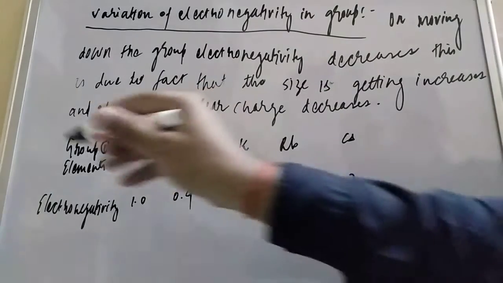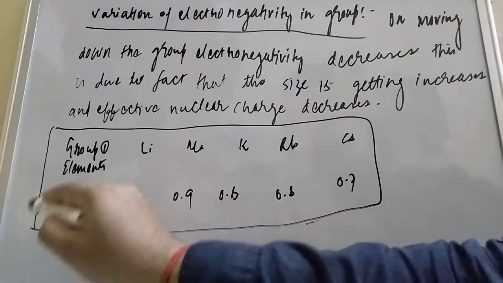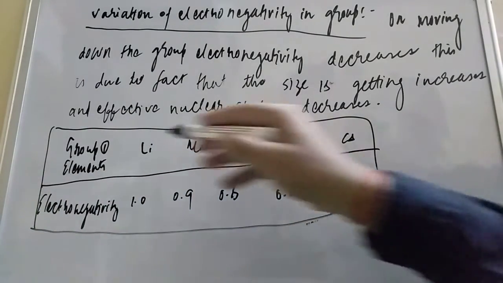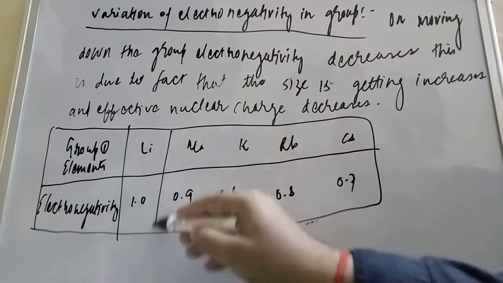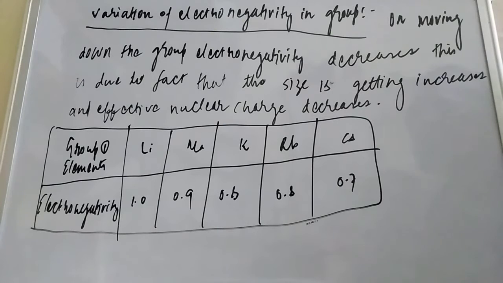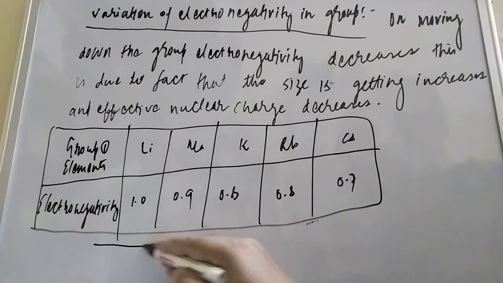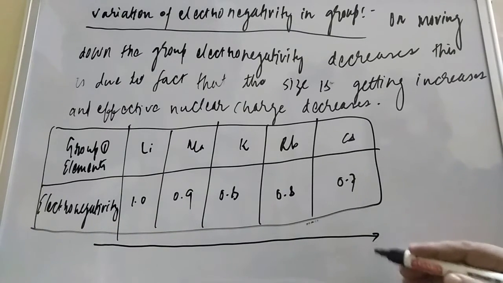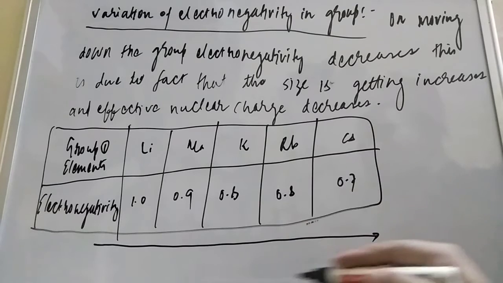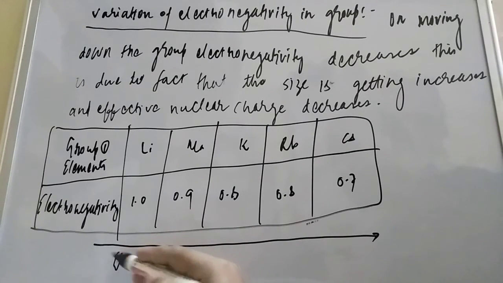Now students, check what is happening down the group. This value is calculated from the Pauling scale, which is based on parameters like the bond enthalpy of different atoms, a thermodynamic parameter. So what is happening when you are going down the group is that electronegativity decreases. Here we can write: electronegativity decreases down the group.